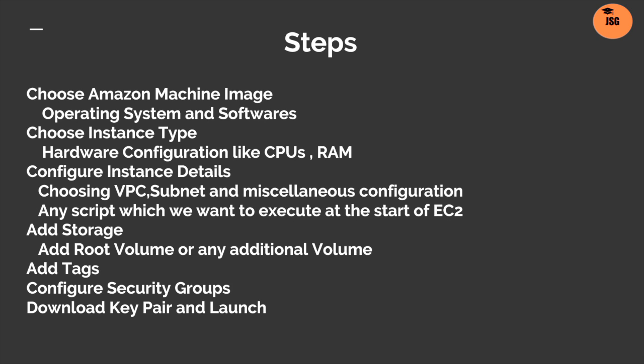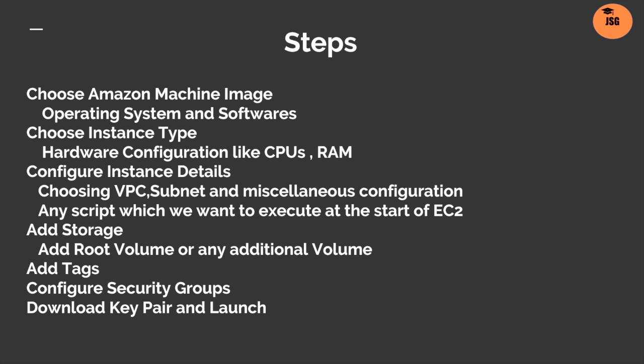Then the next step is configure instance details. There are a lot of configurations we can do in this step, like we can choose in which VPC we want to launch our EC2 instance, under which subnet we want to launch our EC2 instance, and then there are some other miscellaneous configurations like termination protection or shutdown behavior, or how many instances we want to launch using this configuration.